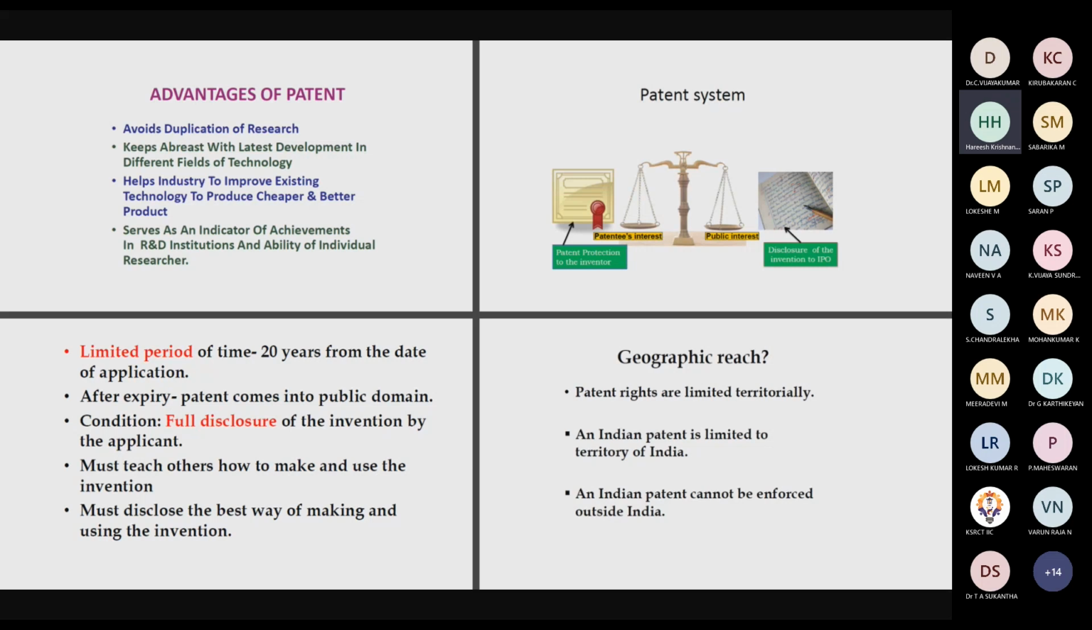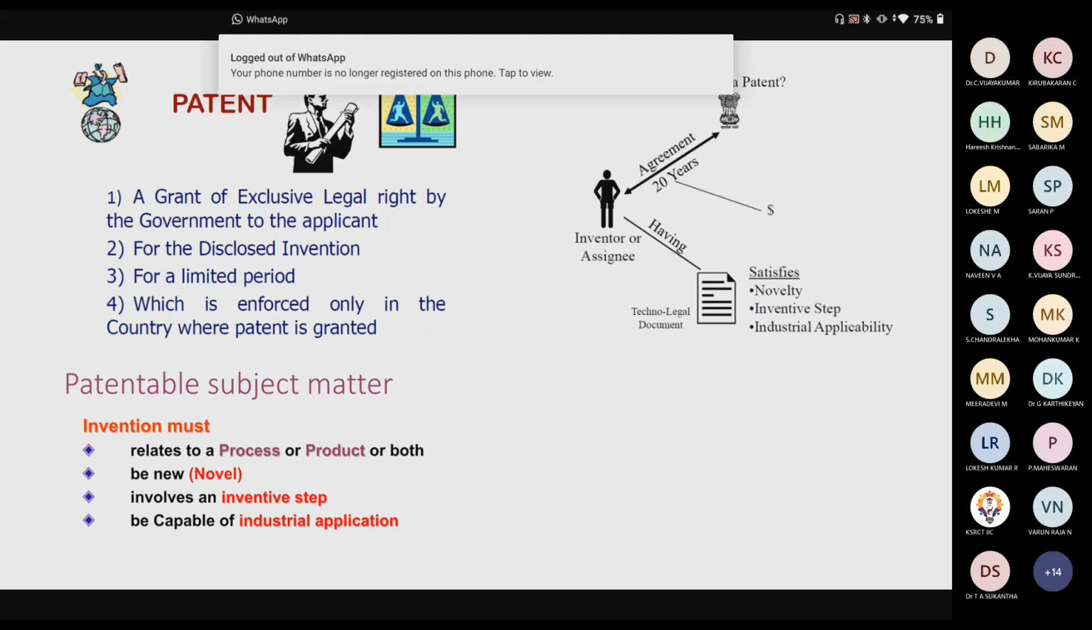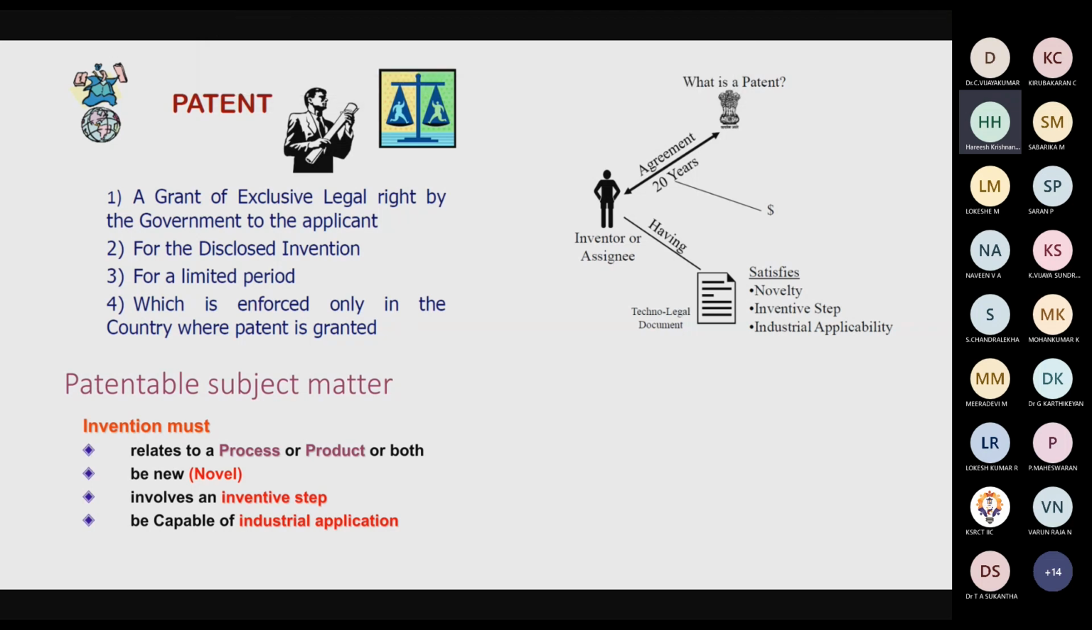And the patent will be helpful for R&D institutions and R&D departments to indicate their achievements. So a patent is a legal agreement, or legal right, given by the government to the applicant for a particular time period, especially 20 years. For example, the Indian government and the inventor have an agreement for 20 years.